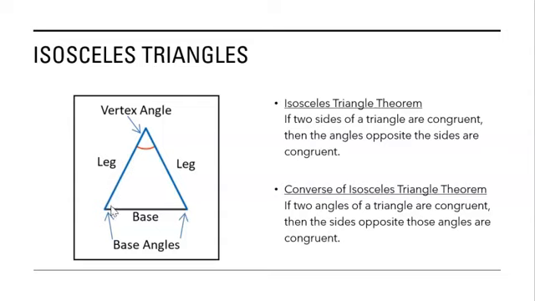Now, the converse of the isosceles triangle theorem is very helpful because if you don't know that a triangle is isosceles, but you do know that it has 2 congruent angles, then you can figure out that these 2 sides across from the congruent angles are going to be congruent, making it isosceles. So very useful theorems. They help us figure out things that are equal in triangles. Let's take a look at some applications of those theorems.